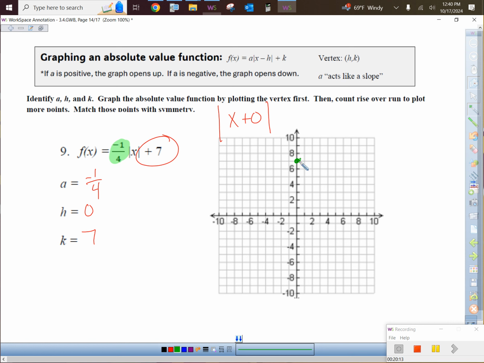Go down 1 to the right 4. Down 1 to the right 4. Can't get a fourth one on there, right? But then I got to do the opposite to do symmetry. So I'm going to go down 1 to the left 4. Down 1 to the left 4. And make my V.